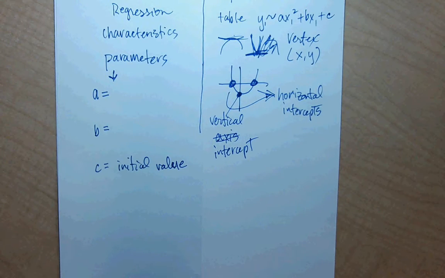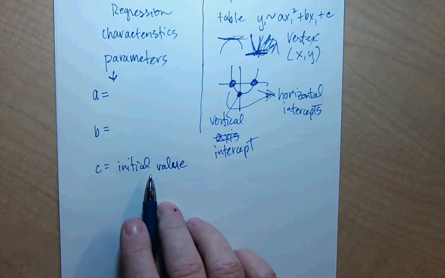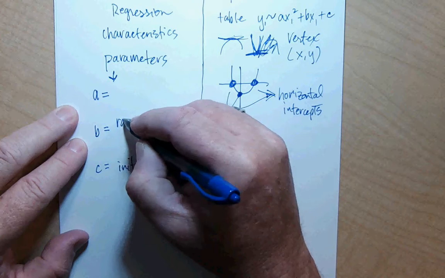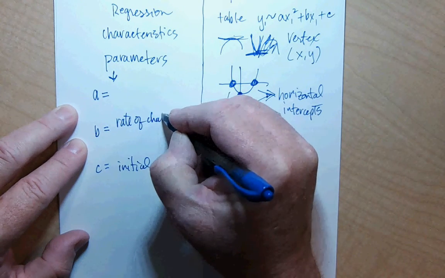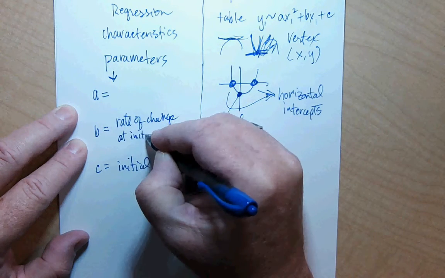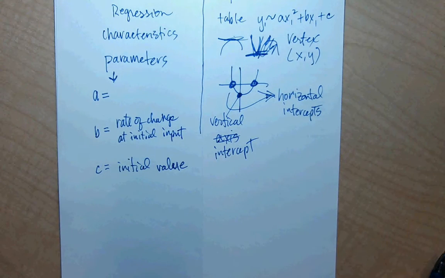What does that number mean then? And remember, this is an amount usually, a quantity. B is a rate. It's the rate of change at initial input. Also called instantaneous rate of change. I don't need the definition. I don't need the actual value. I need to know what it signifies in the context of that problem.